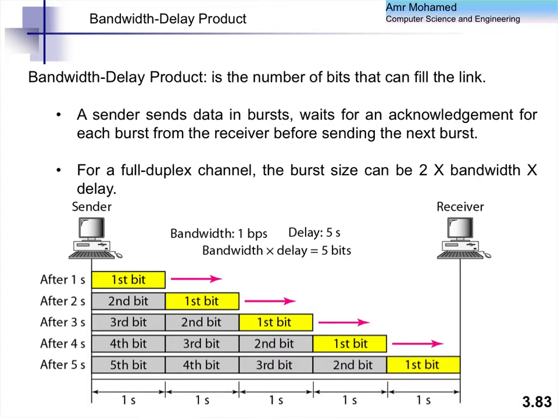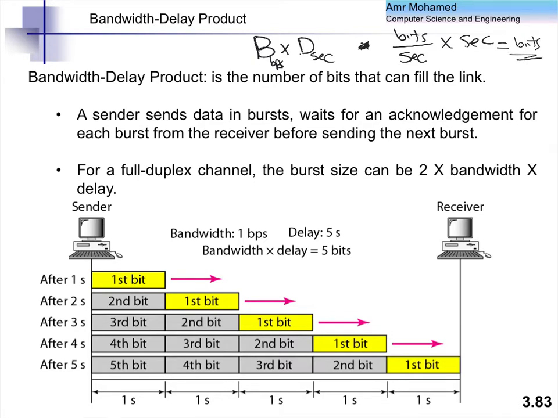The last component here is what we call the bandwidth delay product. The bandwidth delay product is nothing but the bandwidth multiplied by the delay. The bandwidth in terms of bits per second, multiplied by the delay in terms of seconds. So this is bits divided by second multiplied by second. So what is the unit for the bandwidth delay product, guys? What is the unit for the bandwidth delay product? Bits. So this is bits.